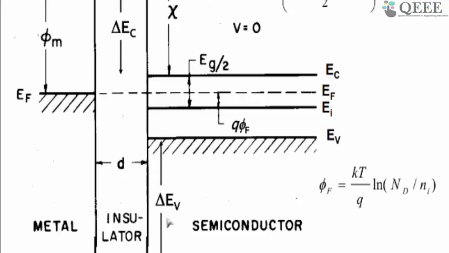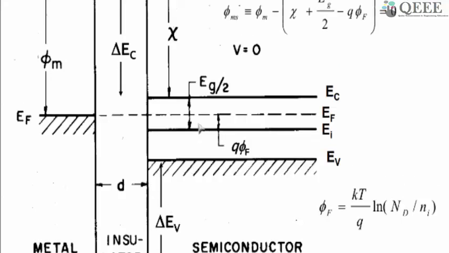The delta between EF and EI depends upon the doping. It is normally denoted by the term phi f. Phi f is nothing but kT over q times the natural logarithm of Nd by Ni. Nd is the doping concentration of the substrate. Here we are assuming all the dopant atoms are ionized. The dopant concentrations are not very large.